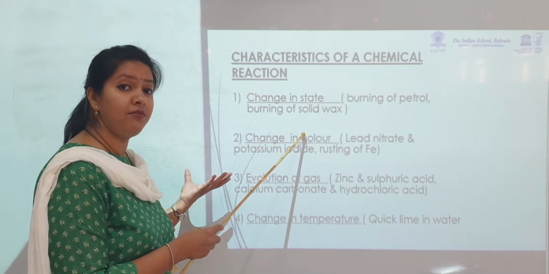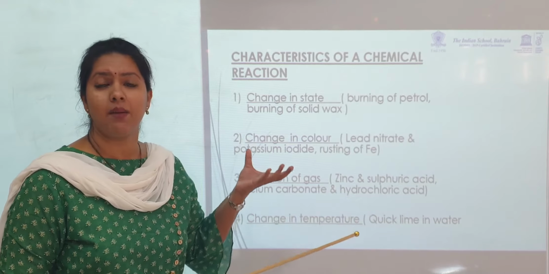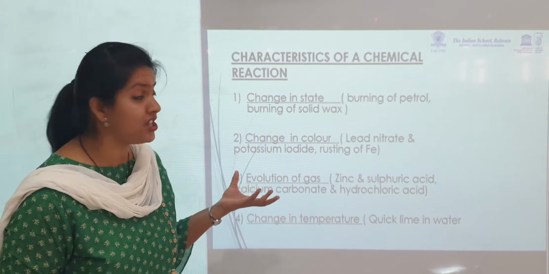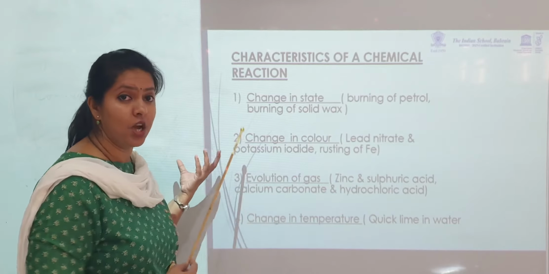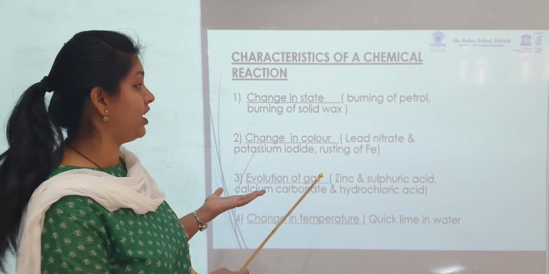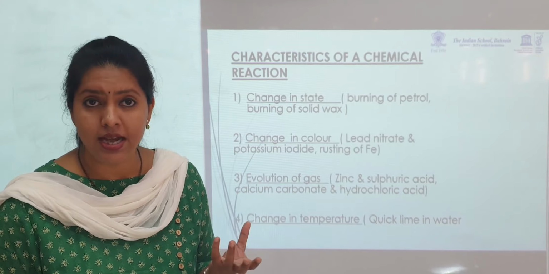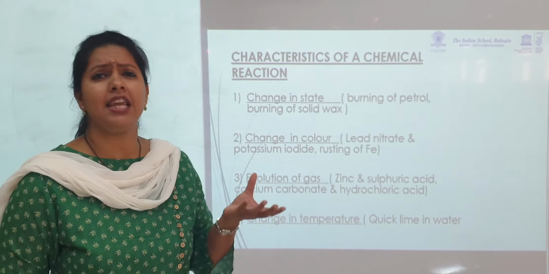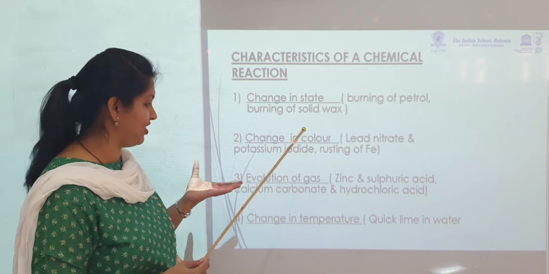Or you burn solid wax. Your paraffin wax is a solid. Again, when it burns, it releases carbon dioxide and water vapor in the gaseous form. You can have change in color. We have seen an activity right now wherein yellow precipitate is formed. Or the most common one, children, you are aware of, rusting of iron. Iron is a grey metallic solid, and when it rusts, it gets a flaky brown substance or coating on its surface. So there is a color change.